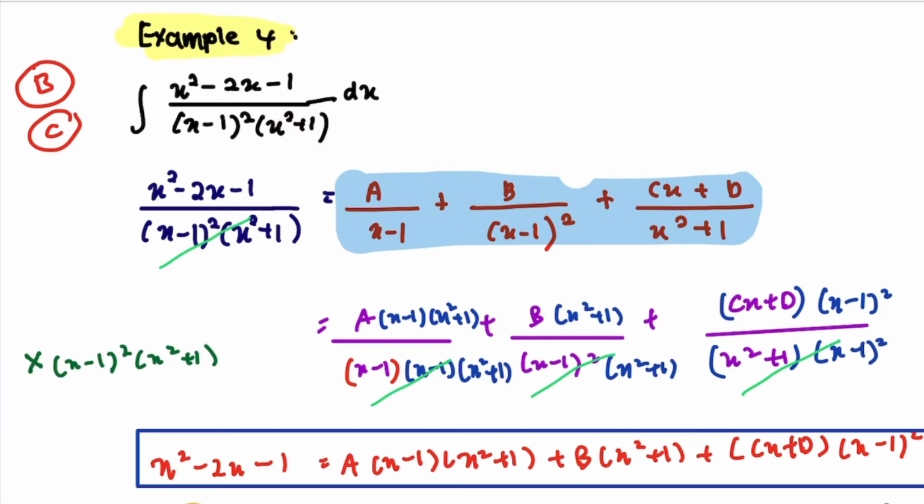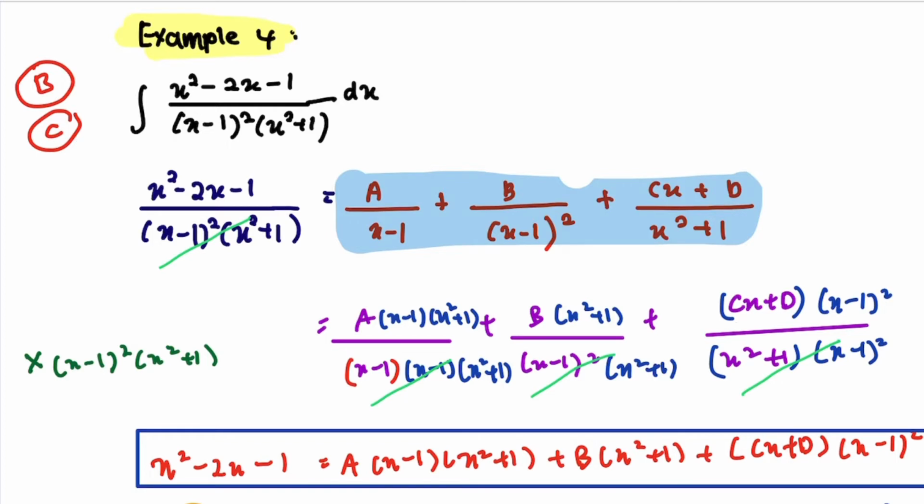Let's build up our repeated linear. The first part should be x minus 1. The second part should be x minus 1 squared. And for your numerator, this is just a constant. So A and this is B. And finally, this is irreducible quadratic. So this should be Cx plus D.